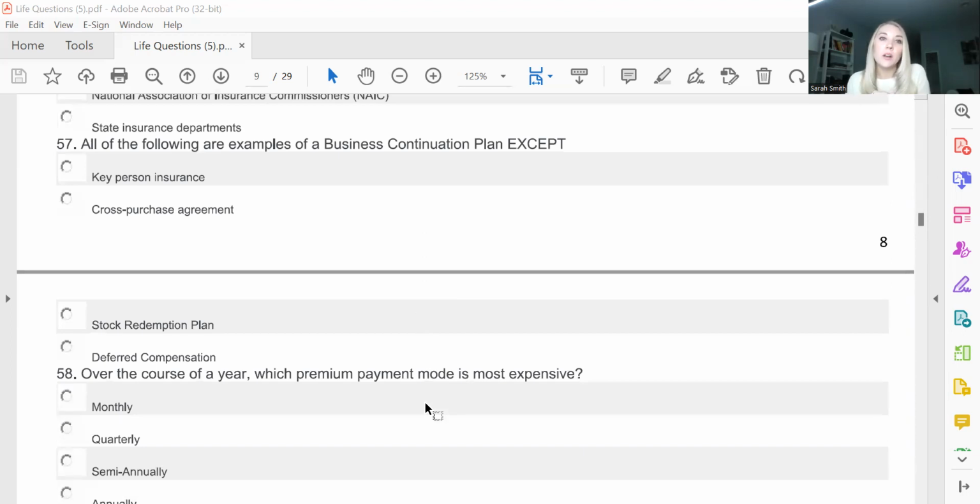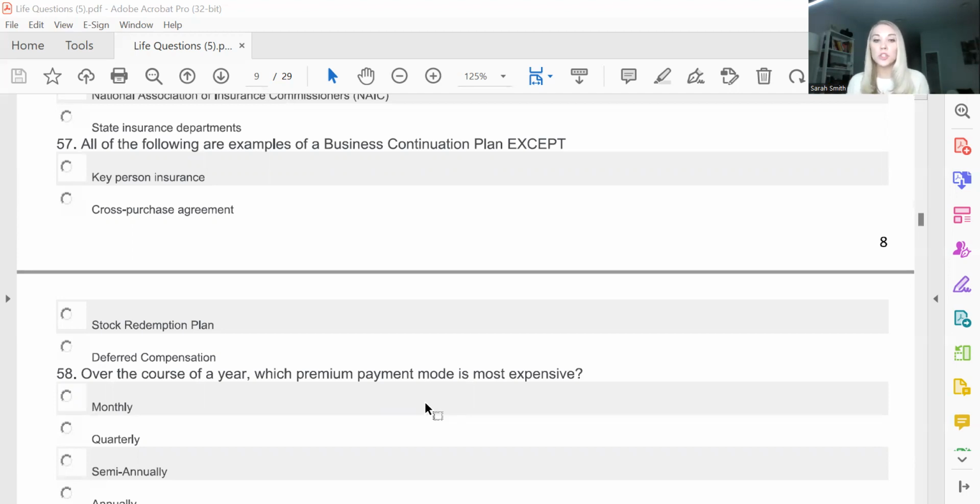All of the following are examples of a business continuation plan, except for which one? And this is going to be deferred compensation. I will run through as best I can the other three. So business continuation plan is basically what it sounds like. It is a plan in place to ensure that your business can continue to grow and flourish for as long as possible, even in the event that you are not around.